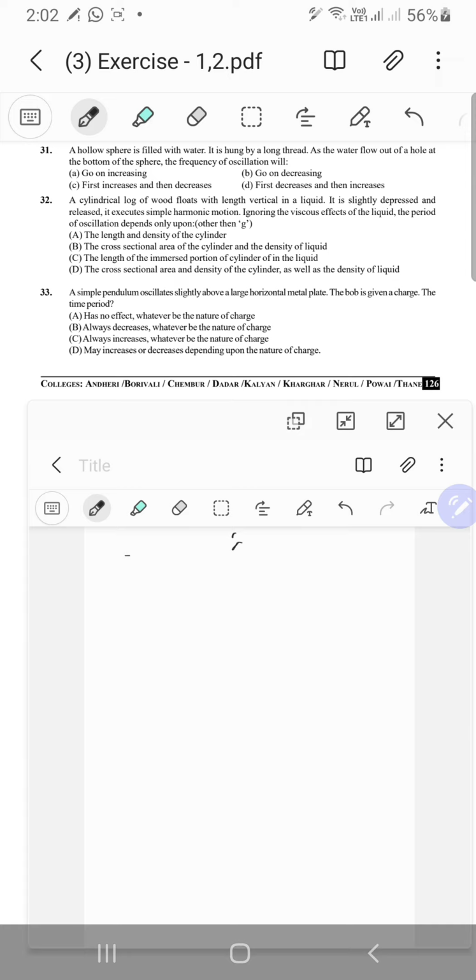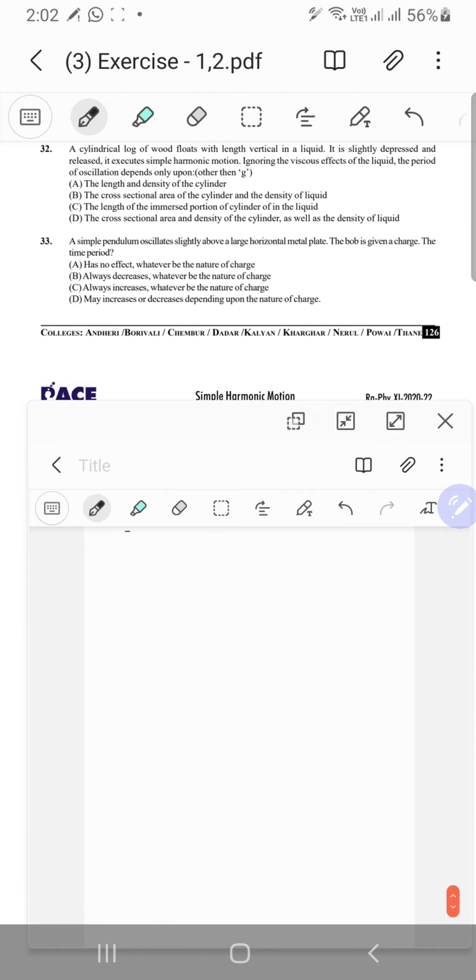But what we want is the frequency of oscillation. If time period increases, frequency decreases. So increasing length is going to decrease our frequency. So first of all, its frequency will decrease, but later on it will increase once again. Once the water level goes down to a particular amount, its COM will start going up because of the mass of the sphere. Okay, so it first decreases, then increases.